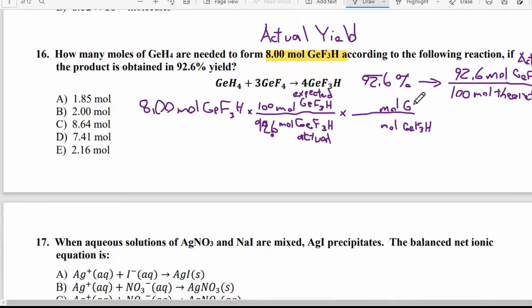It's really hard to write on this thing. GeH4. I apologize, I know this is a little sloppy. But in the equation, this has a coefficient of 1, and the other one has a coefficient of 4. And if you multiply that out, the answer that you get is 2.16.